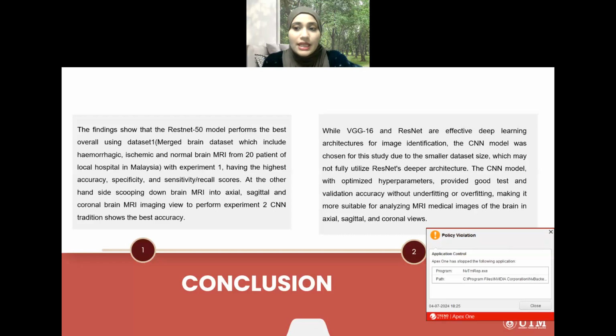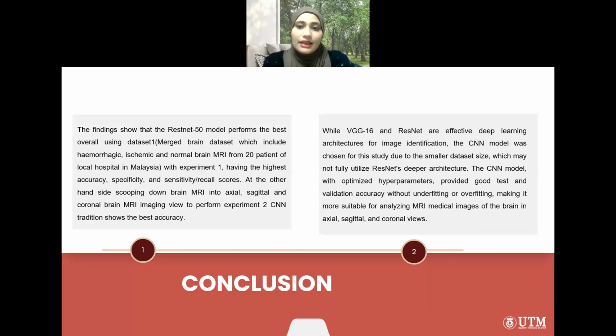the CNN model was chosen for this study because I focused more on the smaller datasets, when we have already classified axial, sagittal, and coronal. So with the smaller dataset size, it doesn't need a very complex neural network or deeper architecture. So I chose the CNN model to optimize with hyperparameter tuning, and it also comes out with a good result, where the hyperparameter-tuned model compared to the traditional basic CNN shows an accuracy gain of even 2%. So it is more suitable for analyzing MRI images of the brain in axial, sagittal, and coronal views.